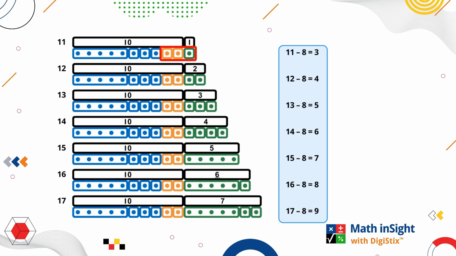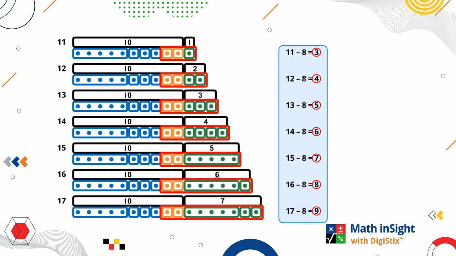So, here, 2 plus 1 is 3. 2 plus 2 is 4. 2 plus 3 is 5. 2 plus 4 is 6. 2 plus 5 is 7. 2 plus 6 is 8. 2 plus 7 is 9.